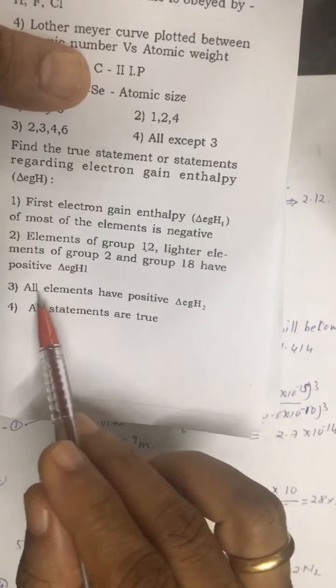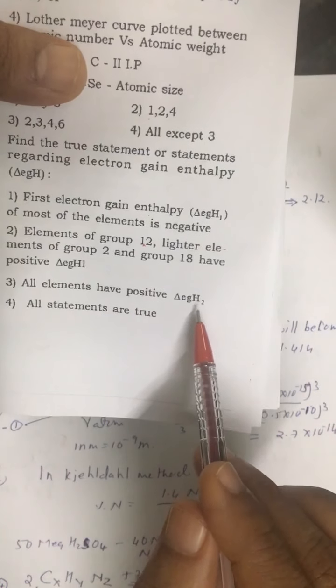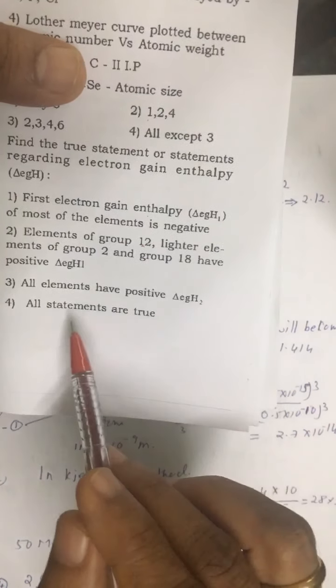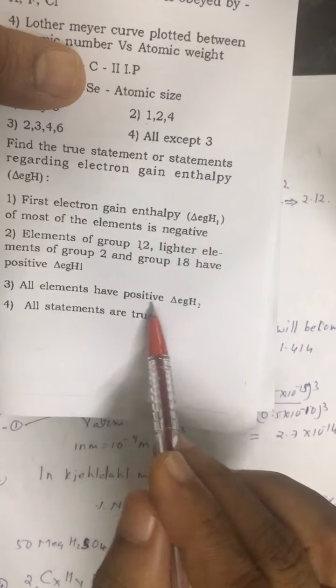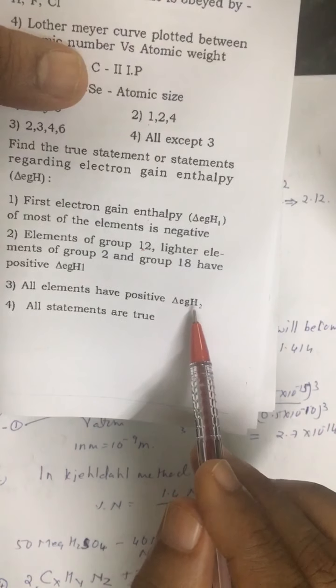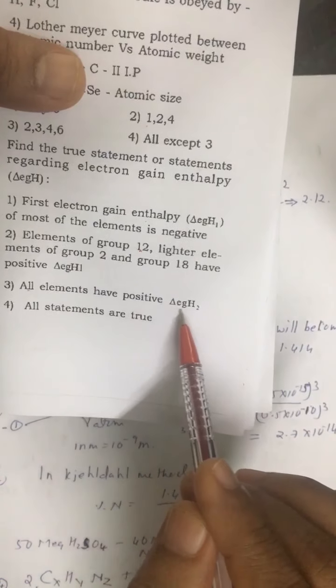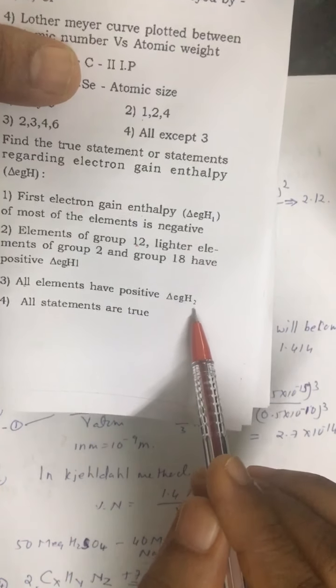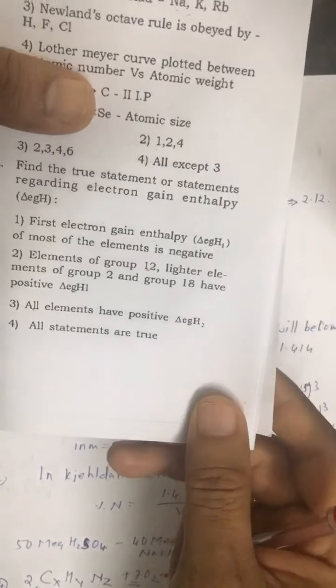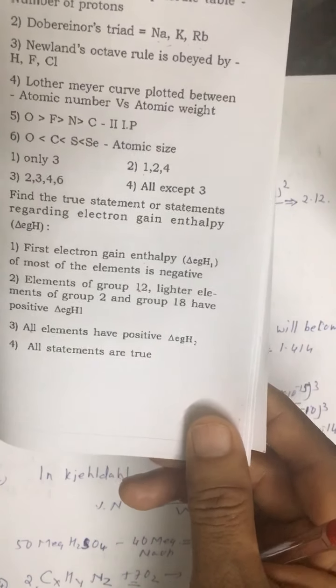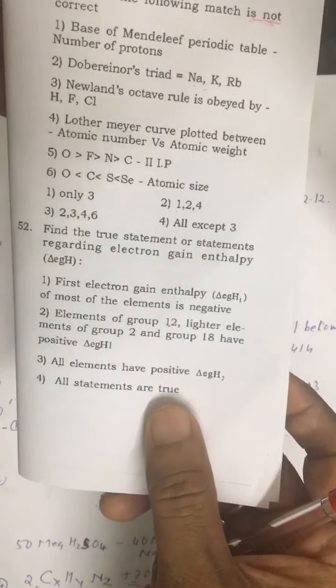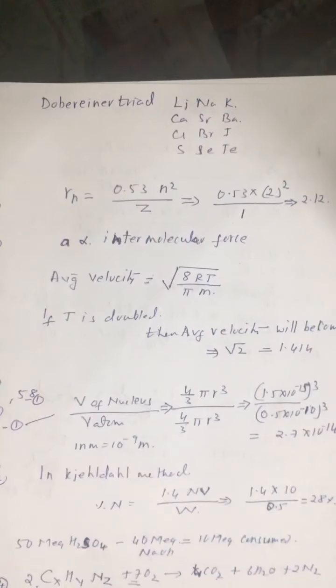So last statement, third statement: all elements have positive delta Heg. True statement: all elements have positive delta Heg 2. Second electron affinity of all the elements is positive. That is correct. So 52 correct answer is fourth option.